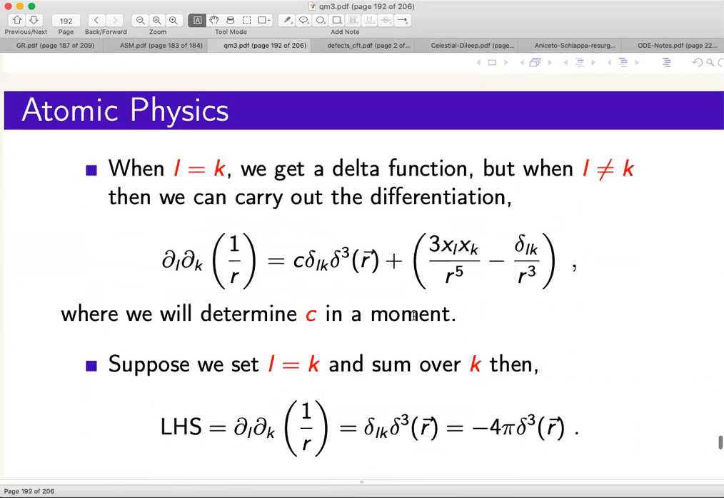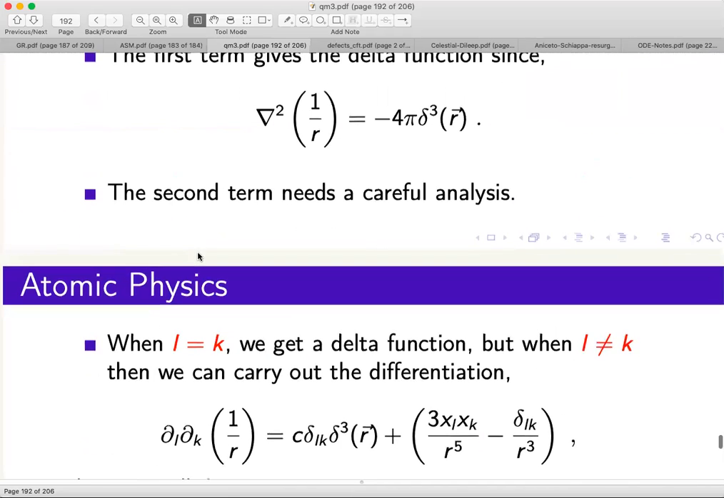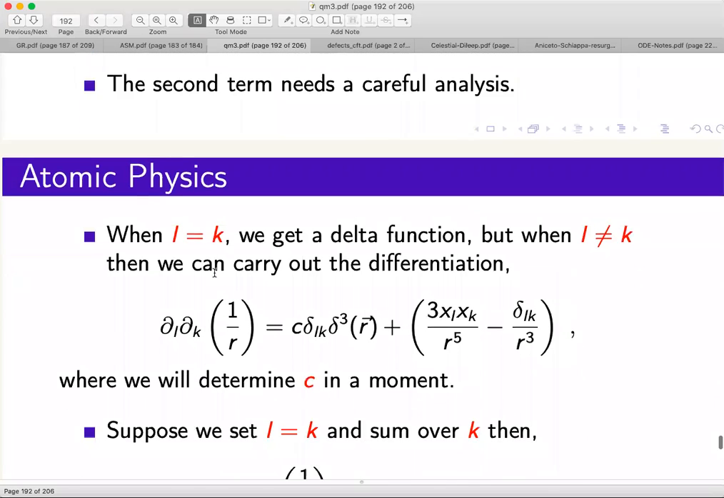So the left hand side tells us that you would get this expression to be minus 4 pi times the delta function if you set L equal to K and sum over all K's. Summing over all K is required because otherwise you wouldn't get a Laplacian.